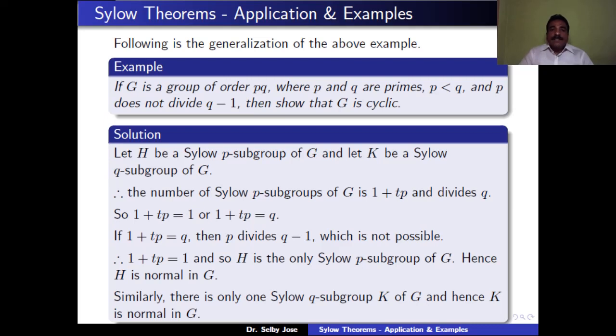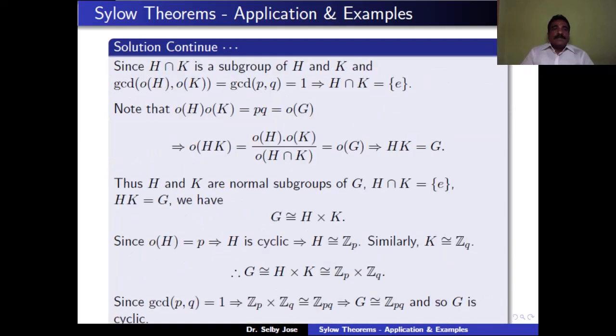That means H is the only Sylow P subgroup of G. Therefore, H is normal in G. Similarly, we can show that there is only one Sylow Q subgroup K of G, and therefore K is normal in G. Since H intersection K is a subgroup of H and K, the order of H intersection K divides both P and Q, so it divides GCD of P and Q, which is 1. That means the order of H intersection K is equal to 1. Therefore, H intersection K is only the identity.